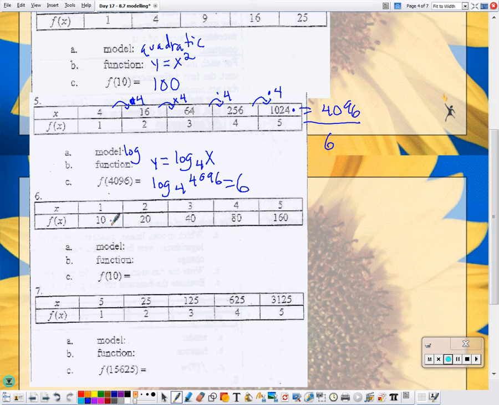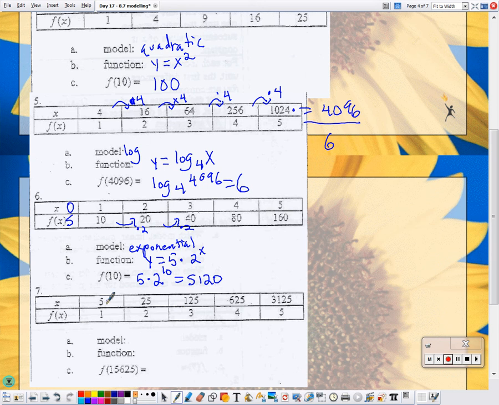Okay. When you look at number 6, you should immediately notice that the pattern here is multiplying by 2. So that makes the model exponential. The function is going to be y equals. Now, again, I don't have the 0, so I just back up the pattern. If the pattern is multiplied by 2, divide by 2, and we get 5. So it's going to be 5 times 2 to the x. F of 10, well, 5 times 2 to the 10th. Might want to input a calculator for this or some extremely good arithmetic. But you are going to get 5,120.